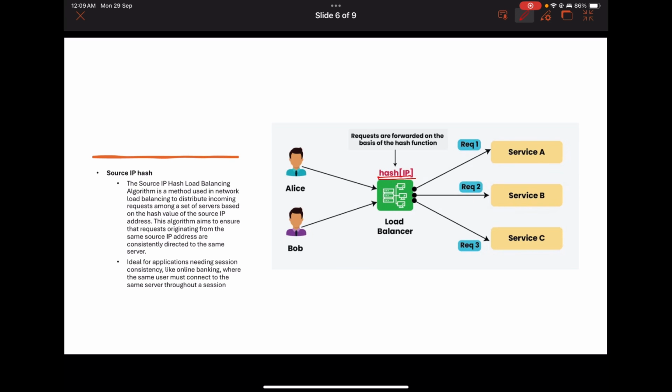Source IP hash is a load balancing method used in network load balancing to distribute incoming requests among a set of servers based on the hash value of the source IP address. This aims to ensure that requests originating from one IP address always get redirected to the same server. It is ideal for applications needing sticky sessions, like banking applications and some stock market or financial apps.